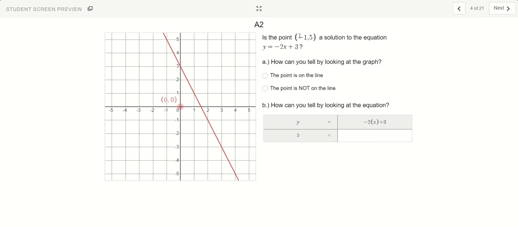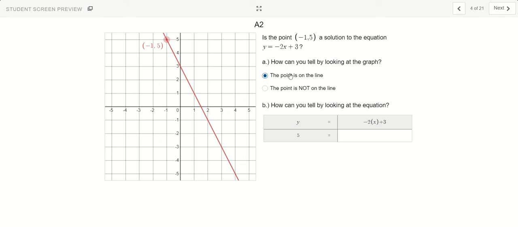Is negative 1, 5 a solution to the equation? To plot negative 1, 5, I need to move left 1, because my x value is negative 1, and up 5. How can I tell if negative 1, 5 is a solution? I can tell it's a solution because it lies on top of the line. Since the point is on the line, I know it's going to be one of the answers.